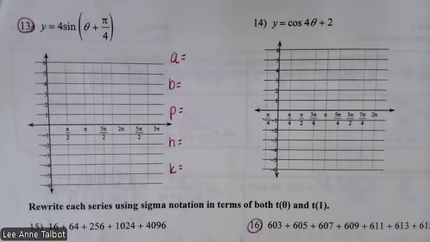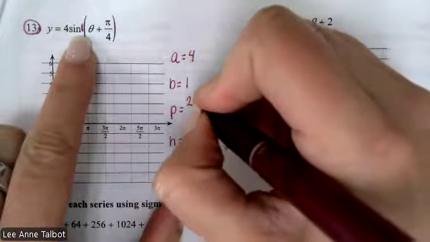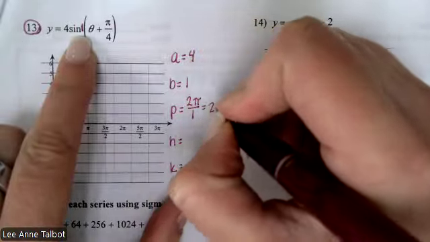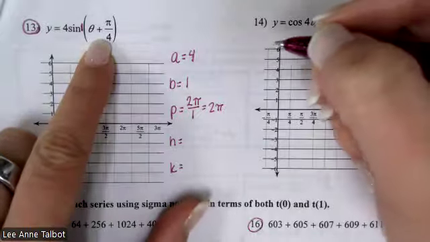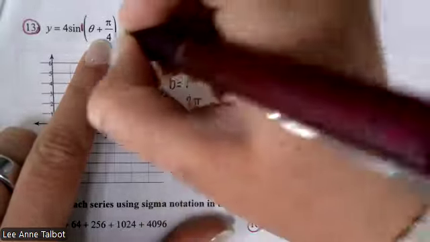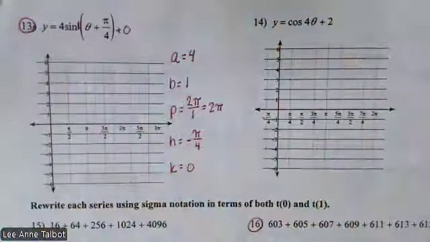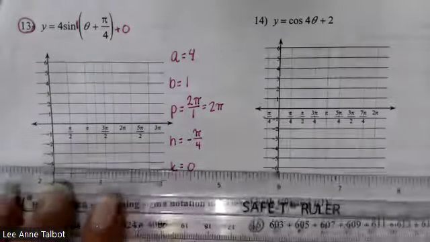Number 13. What is A? 4. What is B? 1. Hey, tricky question. What is H? Nice. K is 0. When K is 0, I do not graph the midline because it's already bold. So just going to go to the amplitude then.